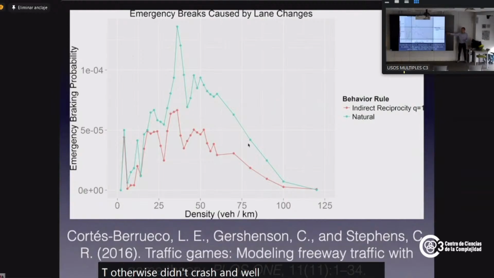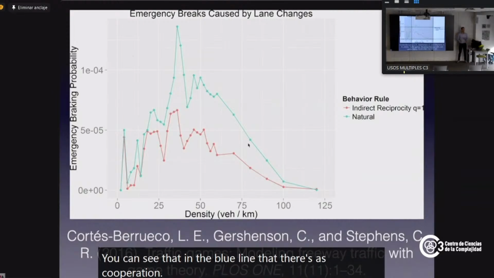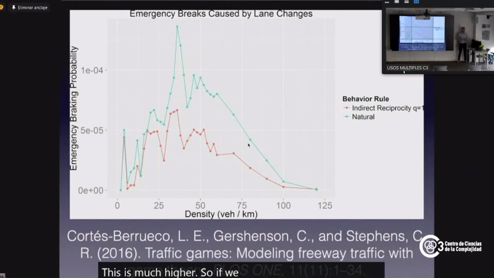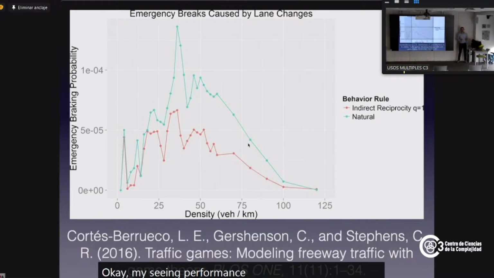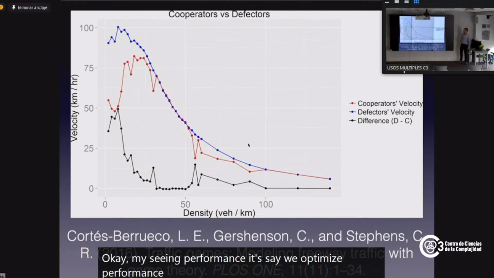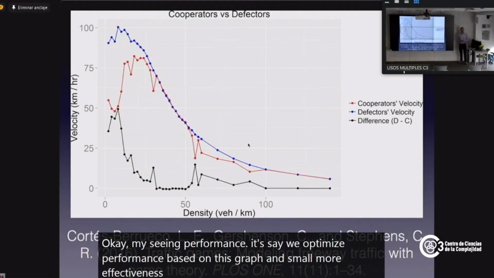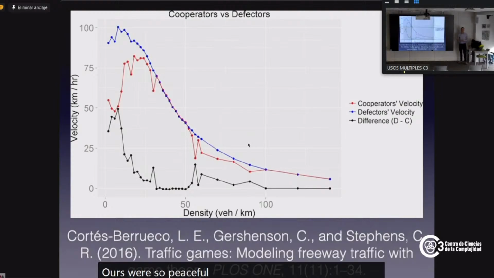And well, the y-axis is an exponential scale. You can see in the blue line that there's less cooperation. This is much higher. So it's another example of how, as engineers, we sometimes focus on optimizing performance. But if we optimized performance based on this graph, we would assume it's more effective if cars were selfish, so we would design selfish autonomous vehicles.